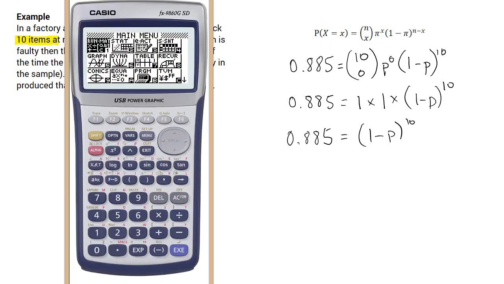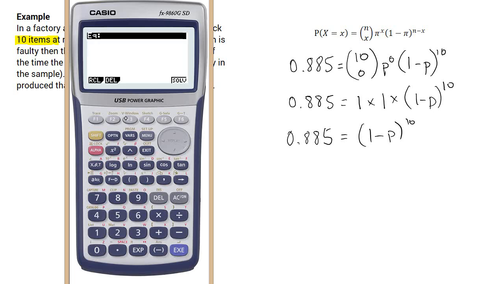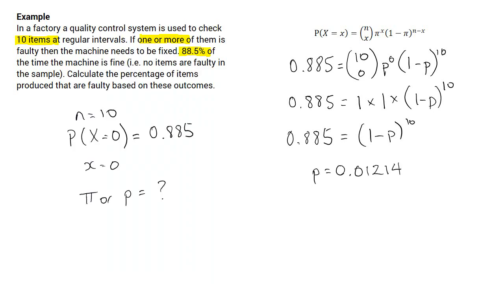So we grab our calculator, we come into equation, solver, and we just type in what we've got there. So 0.885 is equal to 1 minus, now I'm just going to use x instead of p, to the power of 10. Then you must remember to press the solve button, and we can see that x, or in this case p, is equal to 0.01214 to 4 significant figures. So if we were to make that a percentage like it asks us for in the question, we can say that 1.214% of the items are faulty.